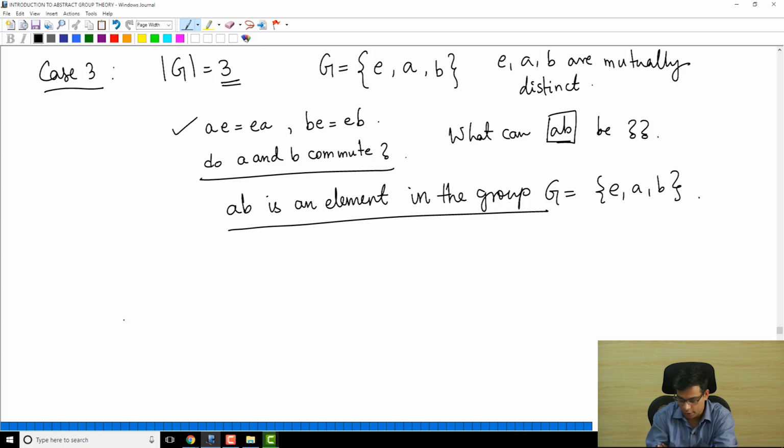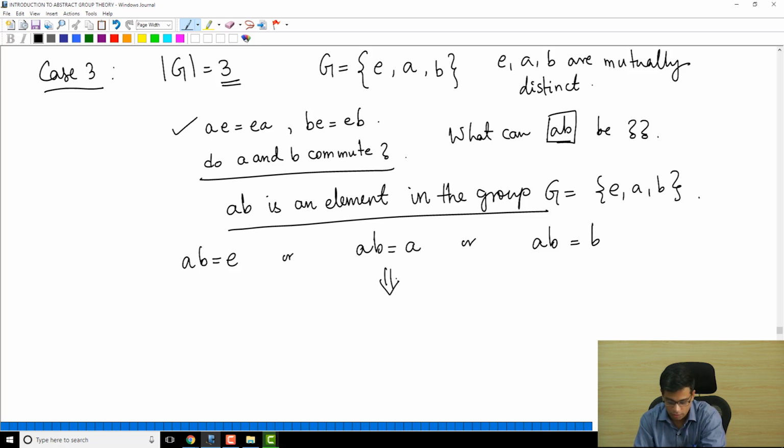So, we have three possibilities: AB must be E, AB must be A, AB must be B. So, either this or this or this. AB is an element of the group which has three elements listed as E comma A comma B. So, it is either E or A or B. So, can it be A?